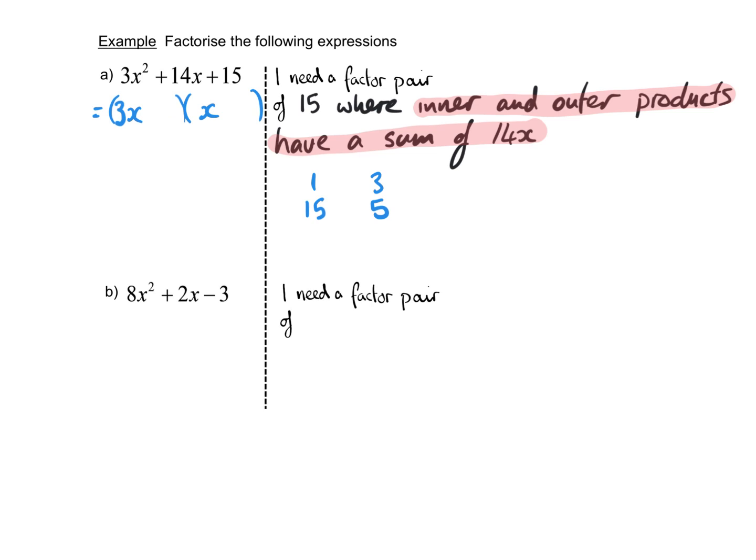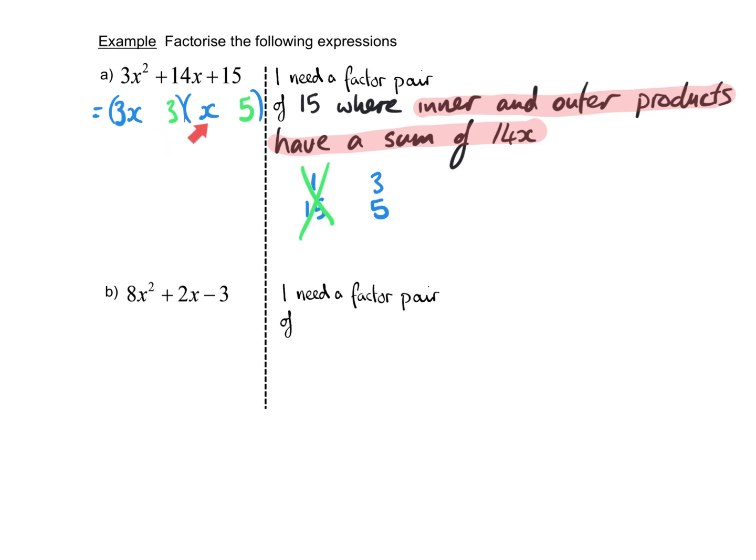So again, we're going to rub them out, and we're going to cancel out that 1 and 15 because that doesn't work. So now I'm going to test the 3 and the 5. I can test them just by putting the 3 in and the 5 in that order first. And again, we're going to check it against this. Do they have a sum of 14x, my inner and outer product?